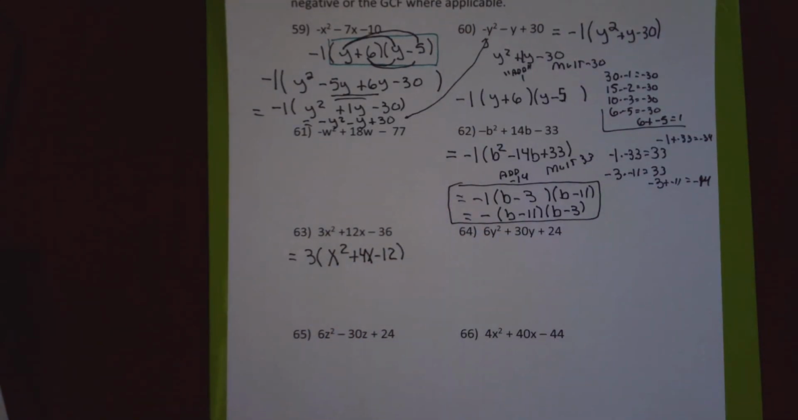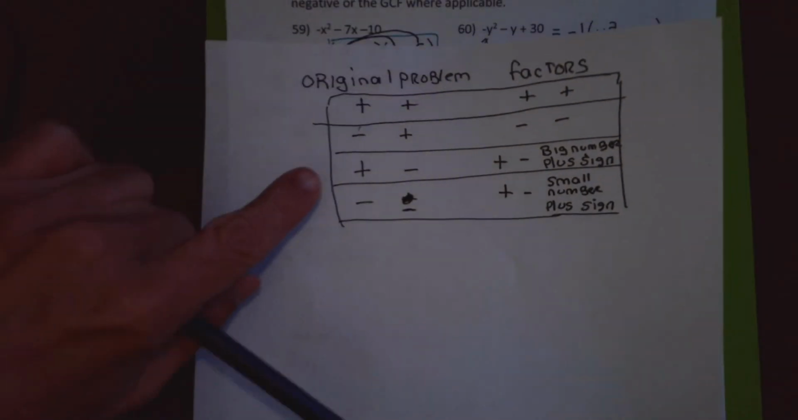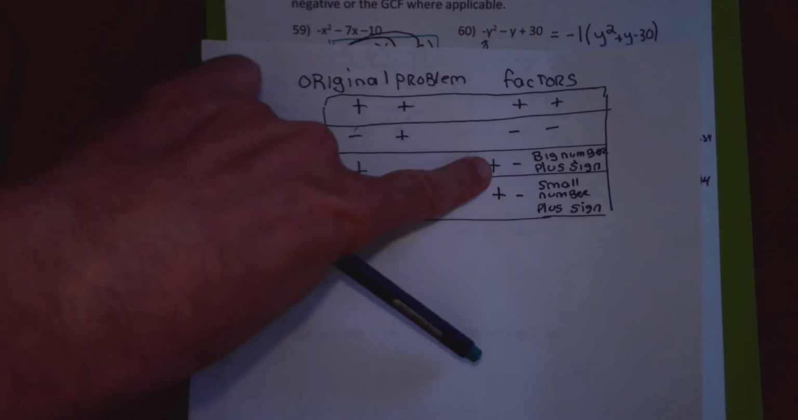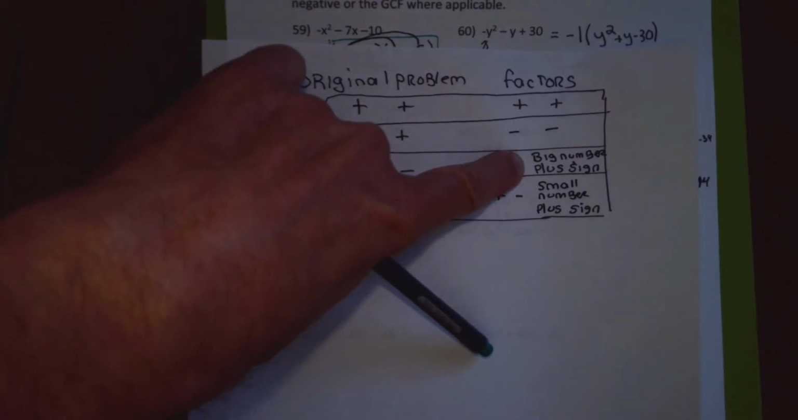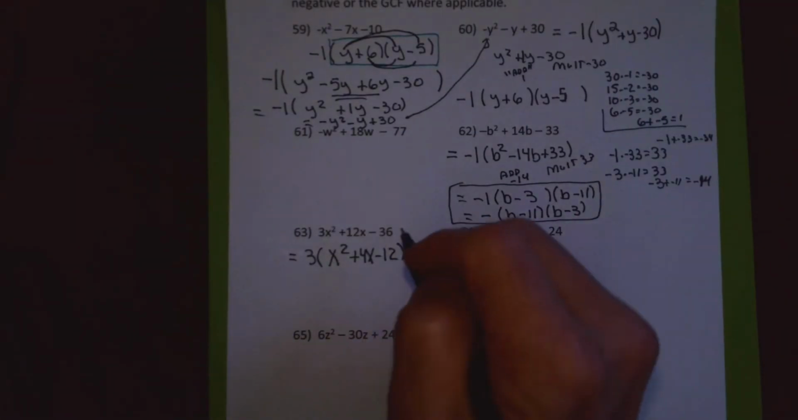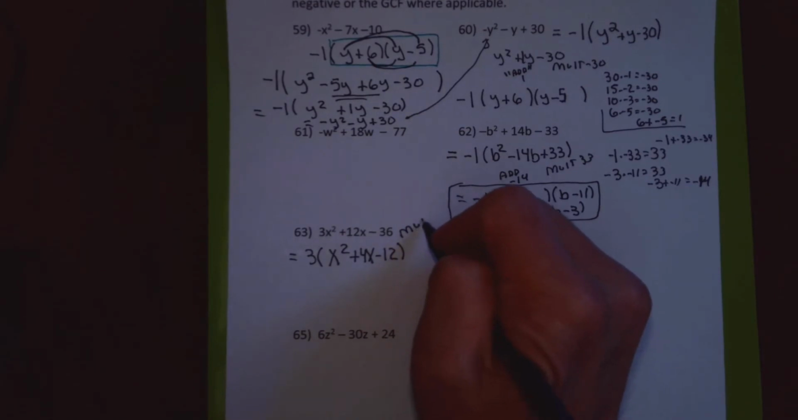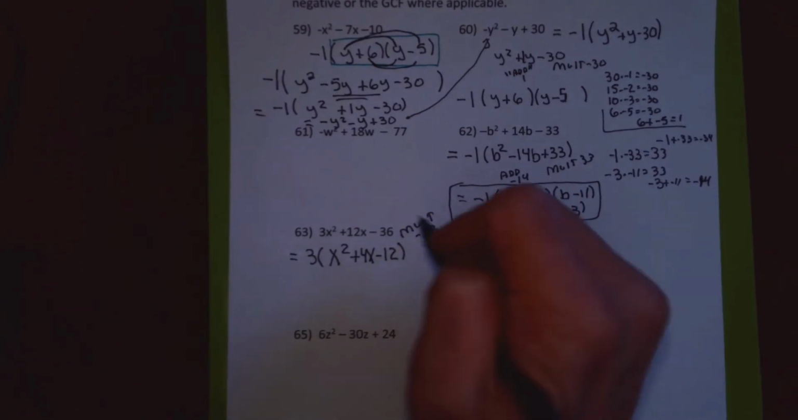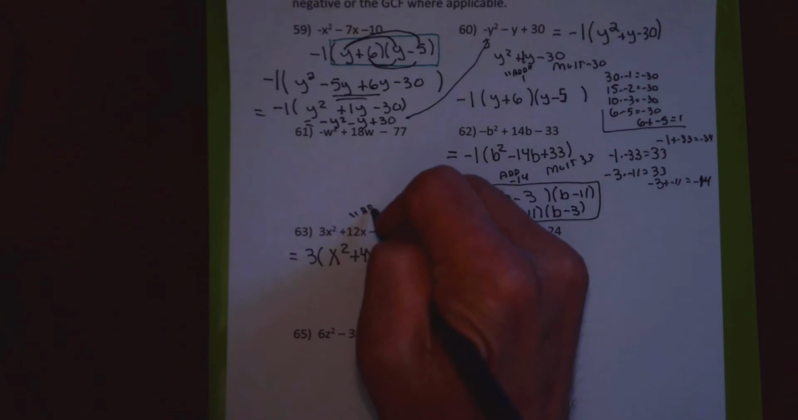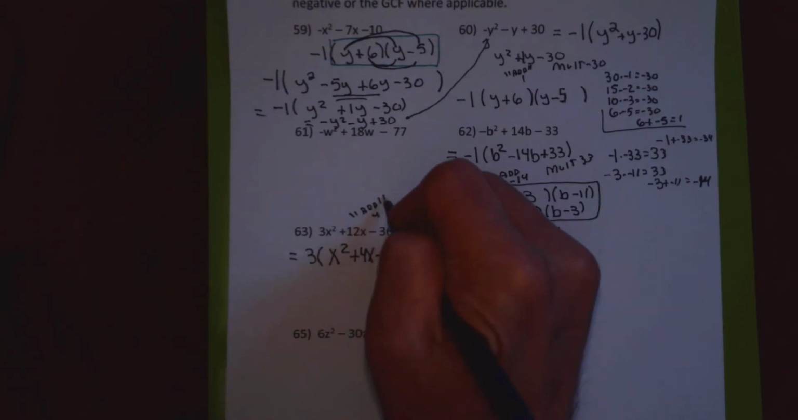That's the first step. Now I'm going to try to break that one parentheses into two parentheses. That's this level of my template. I need plus minus numbers, big number plus small number minus. So I'm looking for numbers now that multiply to -12, that add, but that's really subtract, to +4.